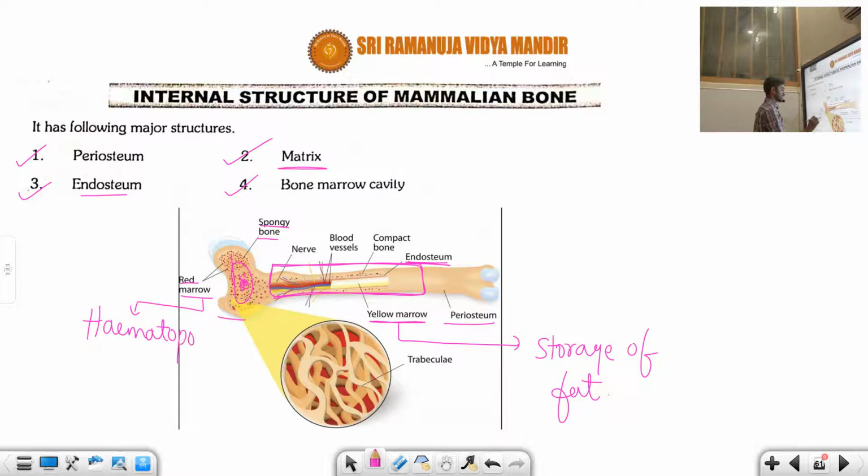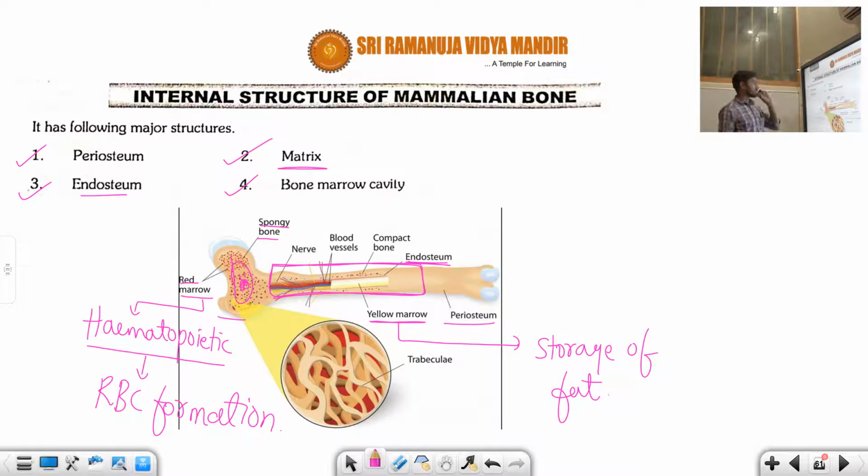Hematopoietic in nature means it is responsible for the red bone marrow. It is responsible for proliferating RBC formation. It is responsible for RBC formation. Hope you understand this point, student, right?